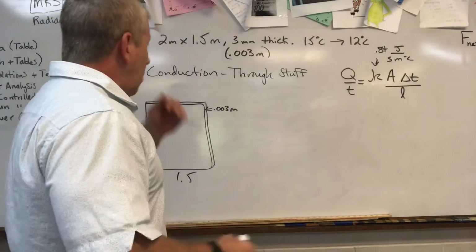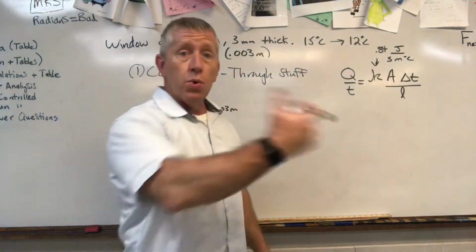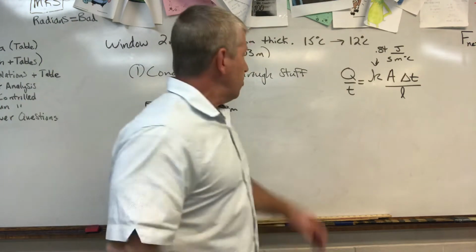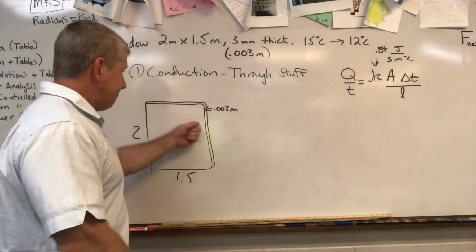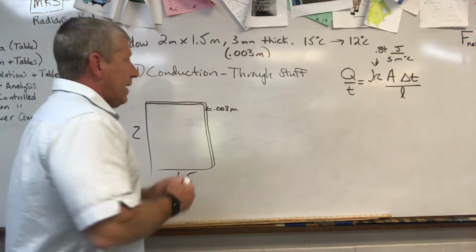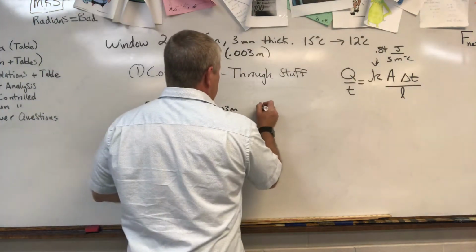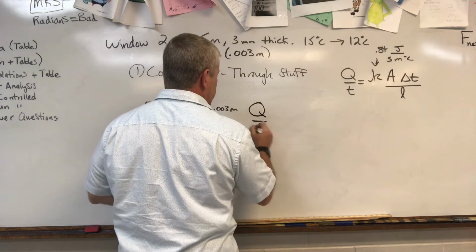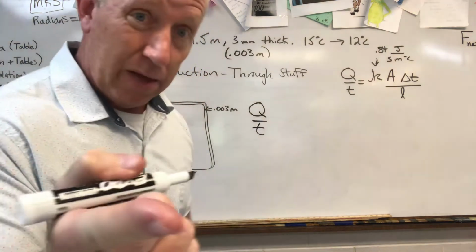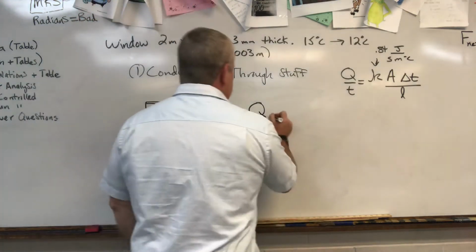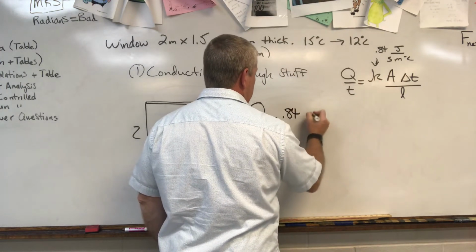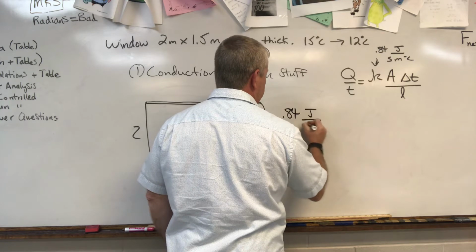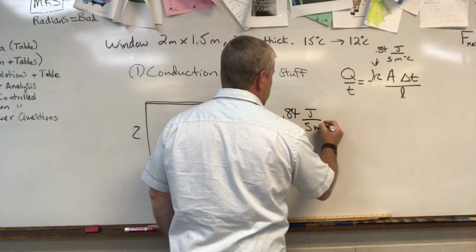So let's figure out what the heat transfer rate is, how many joules per second we'd be losing through this piece of glass, this single window pane. Okay, what do we got? Let's use the equation. The amount of joules per second is equal to K, which is 0.84 joules over seconds, meters, degrees Celsius.